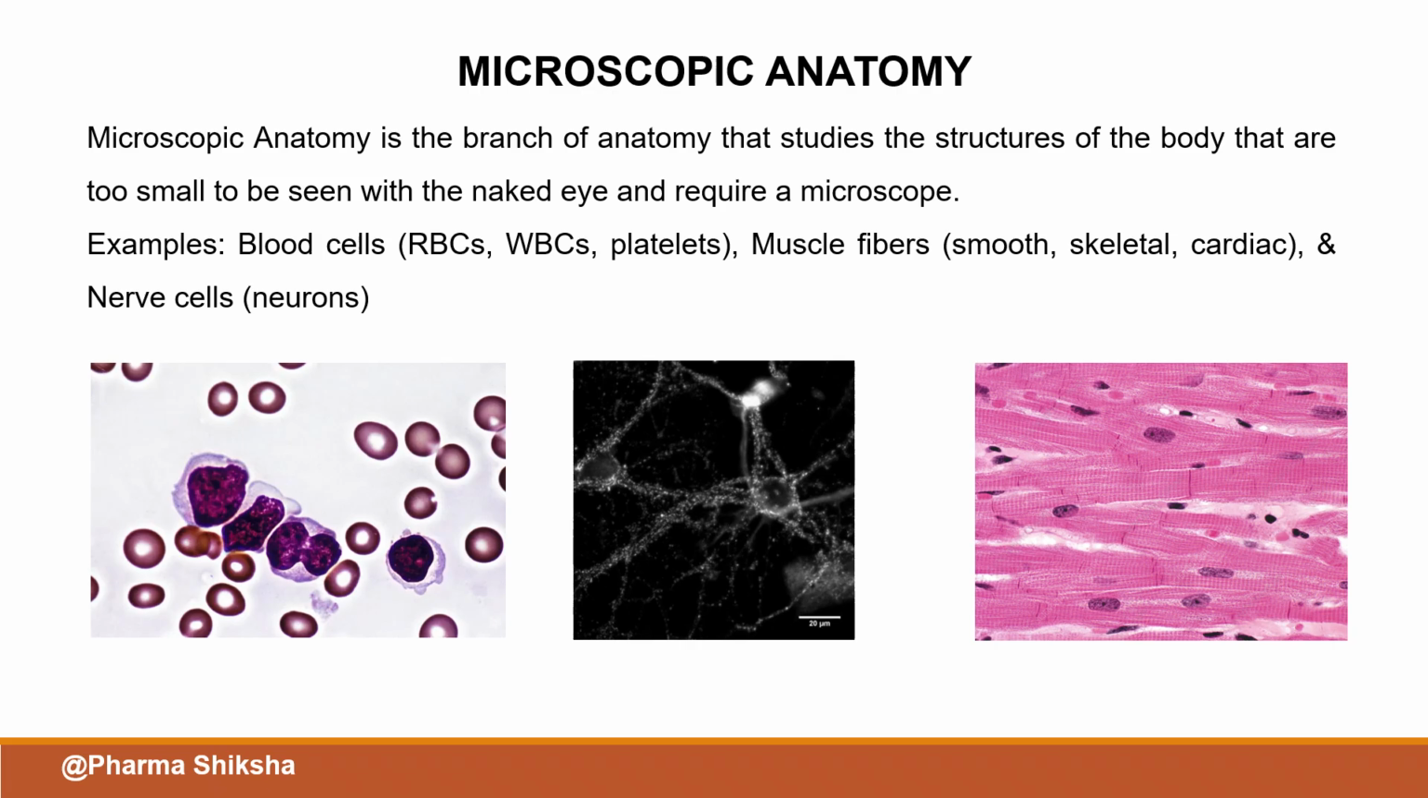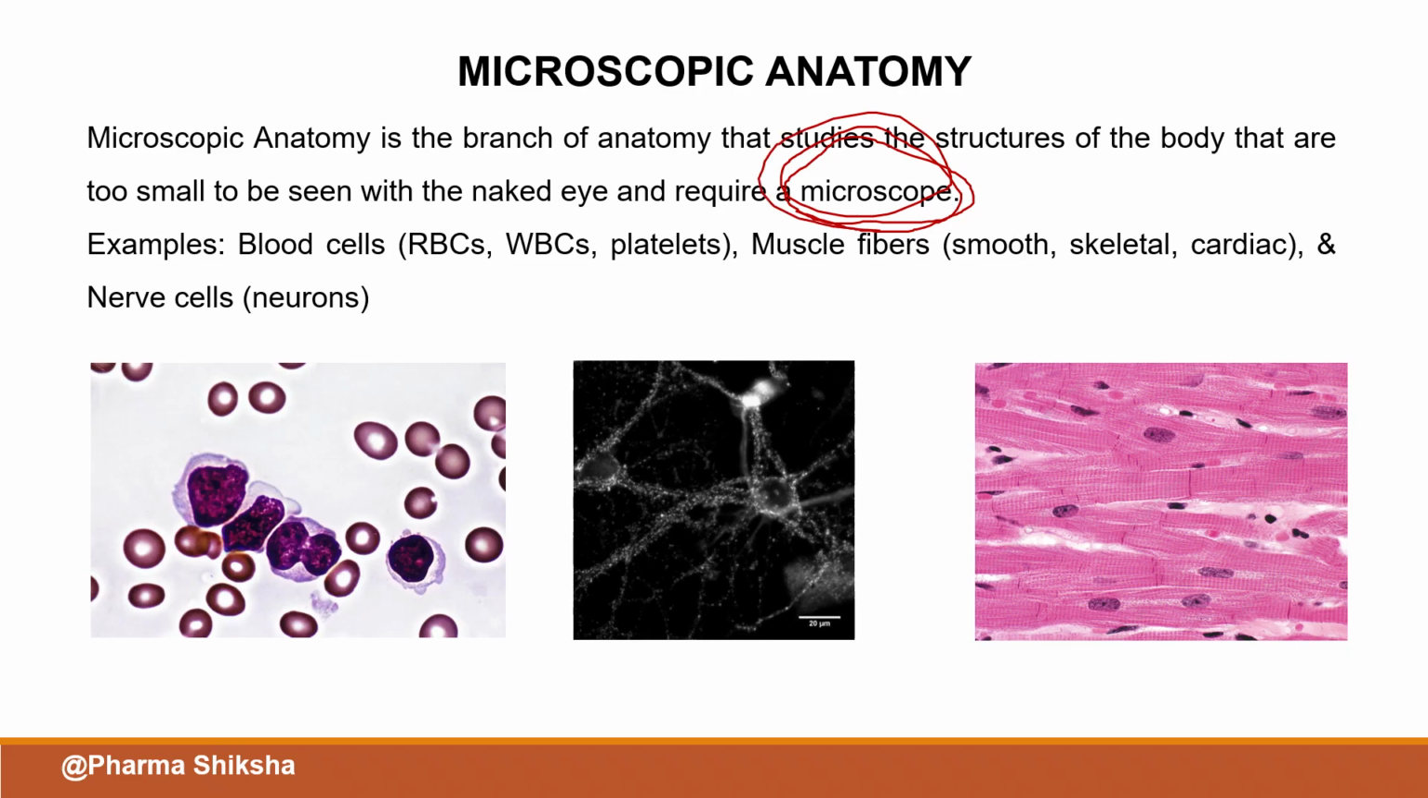Microscopic anatomy is the branch of anatomy that studies the structures of the body that are too small to see with the naked eye and require a microscope. Some of the body parts, tissues, or cells we are unable to see with the naked eye. In such cases we need a microscope. With the help of a microscope you can study or see the structure.